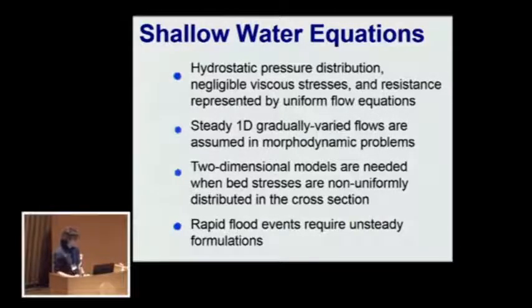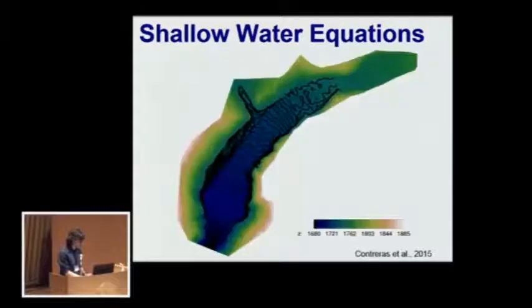You probably know all the assumptions that these equations have. In this case, most of the morphodynamic large-scale processes either use the uniform flow assumption, or they calculate some sort of backwater equation profile. Then when you have stresses that are not uniformly distributed in the cross-section, you probably need to use two-dimensional models, especially for problems like rapid flood events. Just to show you a couple again, I hope they work.